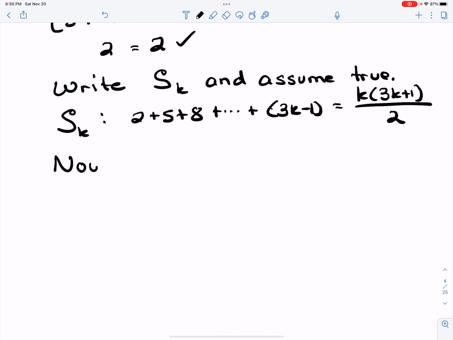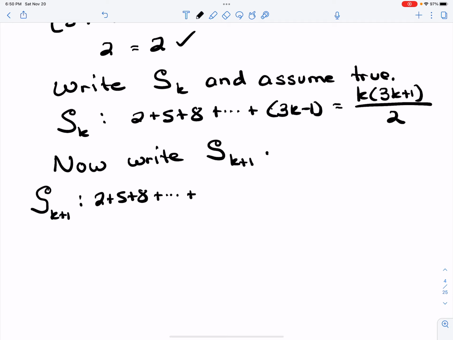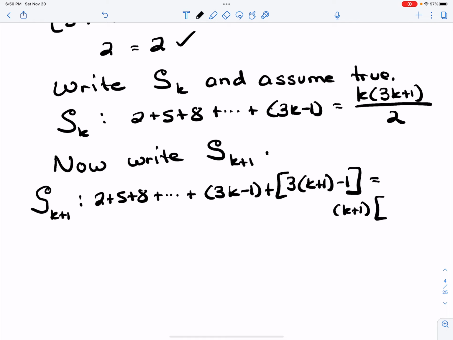Now we're going to write S sub k plus 1, because we need to know what it should look like when we start doing our algebra. So S sub k plus 1, you have 2 plus 5 plus 8 plus etc. You've got the 3k minus 1, but then you're adding 3 times k plus 1 minus 1. And on the right, that has to equal k plus 1 times 3 times k plus 1 all over 2.